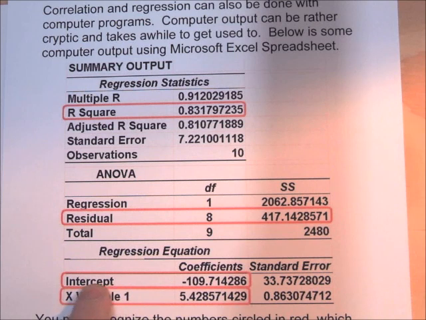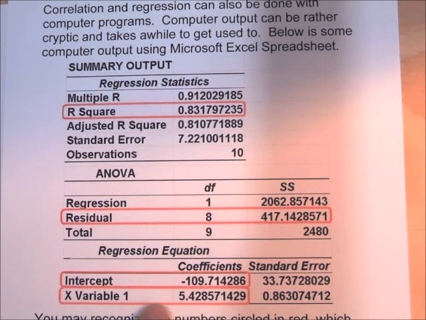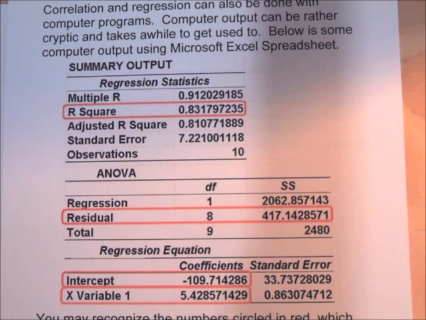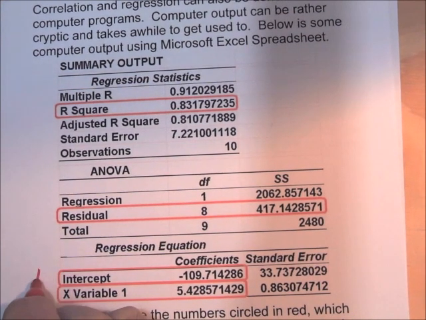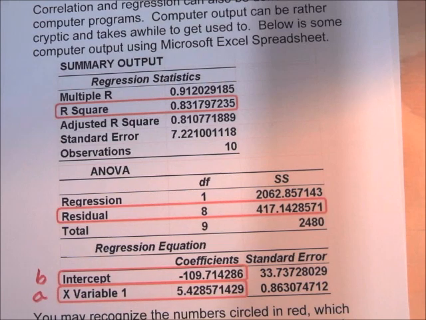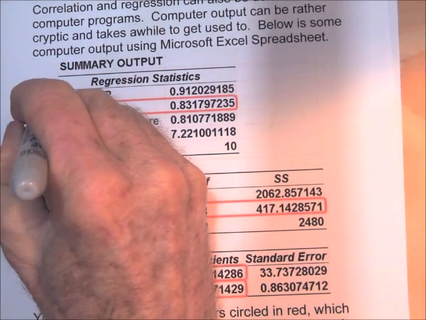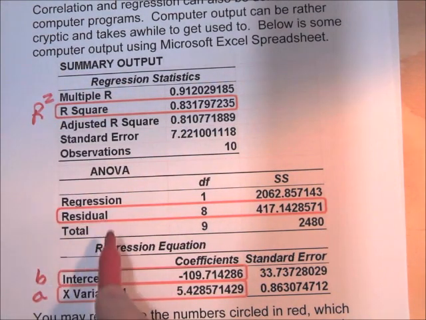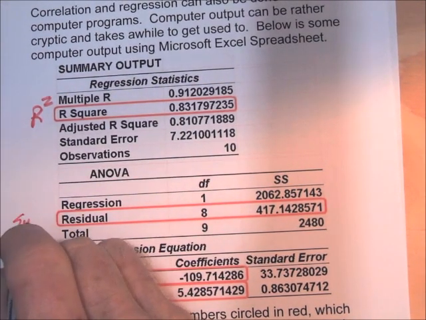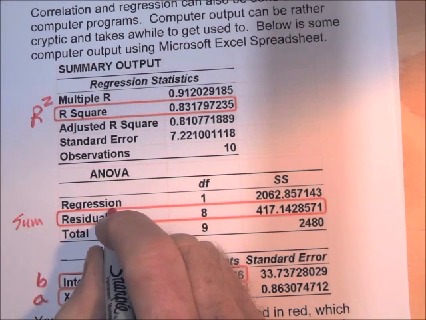Where it says intercept, that's actually the y-intercept. That's b. It's negative 109.7 something. And x variable 1, that's the slope. It's maybe not completely clear from the language here, but this is actually a slope. So this is b, and this is a, or m. This is r squared, and this is the sum of the squared residuals.